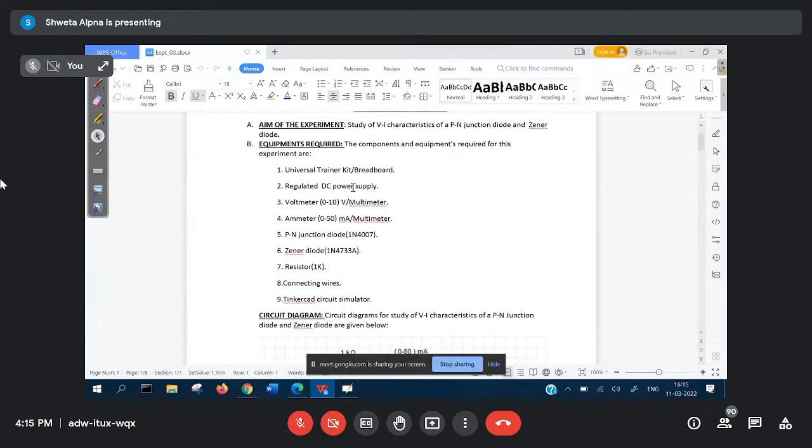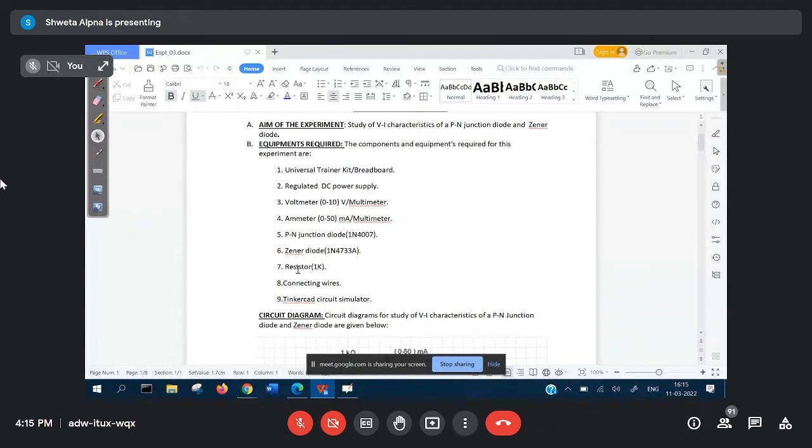Then you need a regulated power supply for the input power. As I told you, a voltmeter to measure the voltage, and an ammeter for measuring the current, because you are plotting the graph of V and I. For them you need the voltmeter, ammeter, and the diode itself, the PN junction diode. It has the code 1N4007, and then you need another diode, the Zener diode, because you are plotting the graph for two diodes: VI characteristic of PN junction diode and VI characteristic of Zener diode. So both these diodes are needed. That is also part of the equipment.